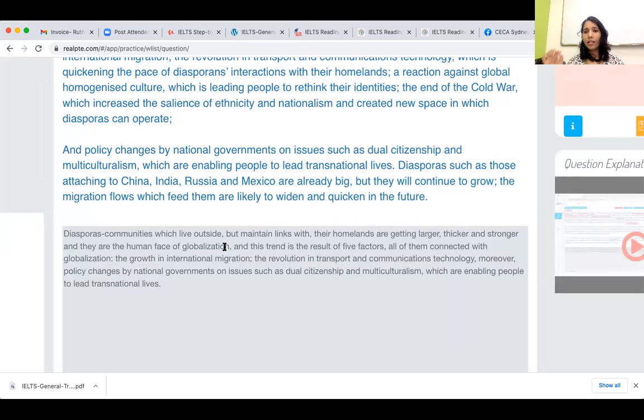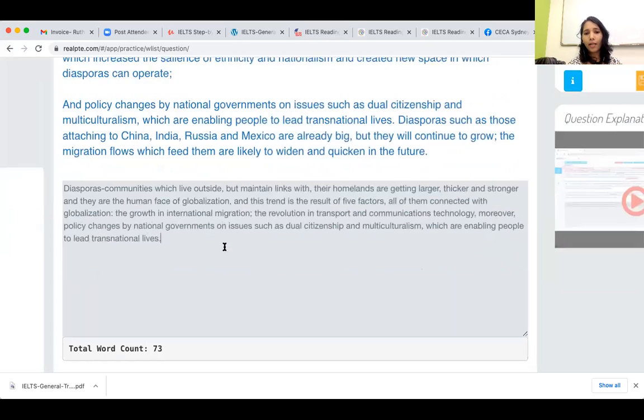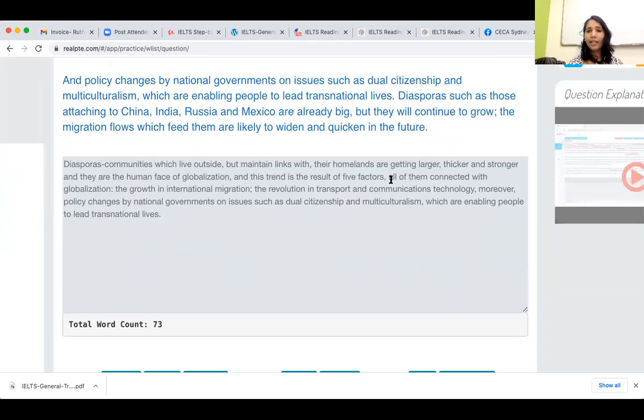Going to see if there is any full stop in between. Going to see if there are any spelling errors. I'm going to see if my word limit is correct. Okay, and if I've put in my linking words correctly.